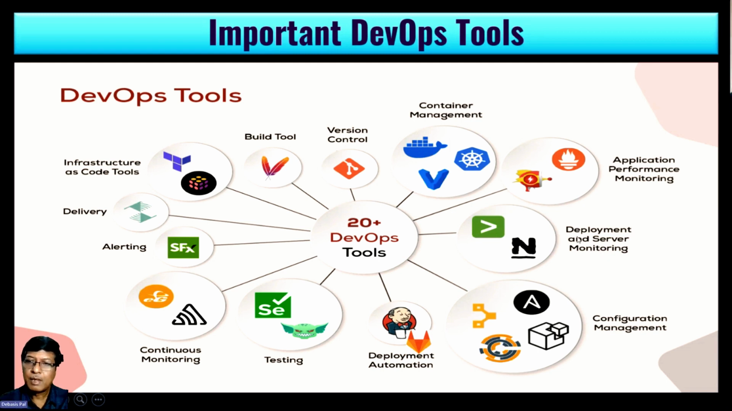Again, deployment server monitoring will come under SRE. Configuration management comes under DevOps, particularly Ansible, which we are going to learn. Then in deployment automation, we will learn GitLab, because Jenkins has fallen a bit behind GitLab. So we have adopted GitLab. So all these things are there.